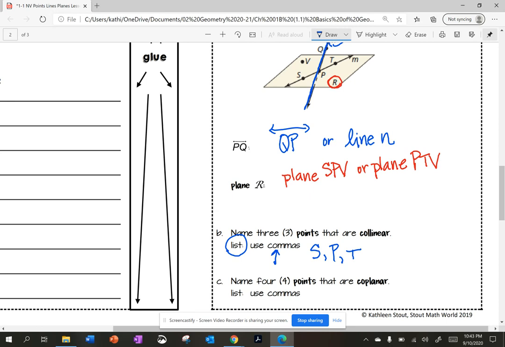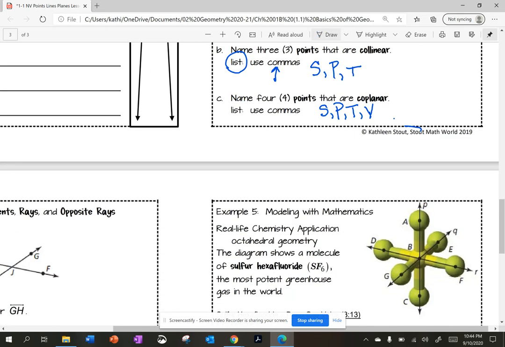All right, list 4 points that are coplanar. So the points on here are point S, P, T, and V. M is the name of the line. R is the name of the plane. So M and R are not points on the plane, and Q is not in the plane. So the 4 points that are coplanar are S, P, T, and V.